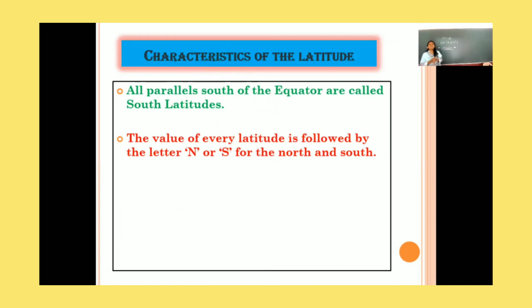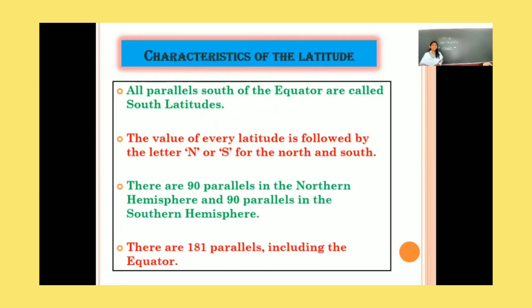The value of every latitude is followed by the capital letter N or capital letter S for north and south. There are 90 parallels in the northern hemisphere and 90 parallels in the southern hemisphere. Including the equator, when we count 90 plus 90 is equal to 180, plus 1 for the equator, the largest parallel. Including the equator, we will get 181 parallels.